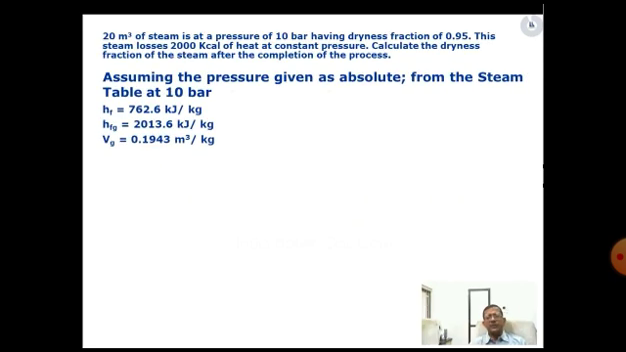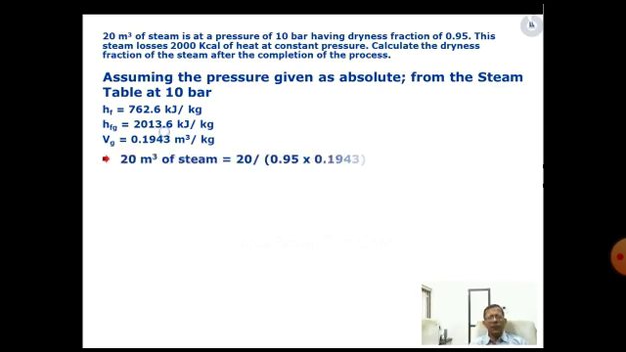So first thing what we do is we take our steam table and do not forget to write this particular sentence: assuming the pressure given is absolute, because it is not mentioned in the problem that the pressure is absolute. So we can assume the pressure is given as absolute and then we can refer the steam table at 10 bar and we can note down the sensible heat of the water HF, the latent heat of evaporation HFG, and the specific volume.